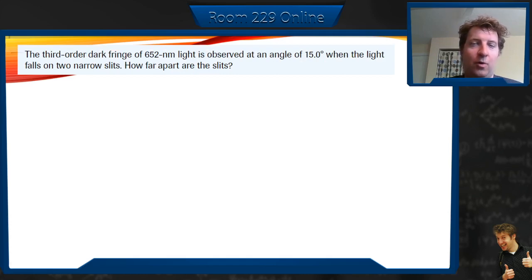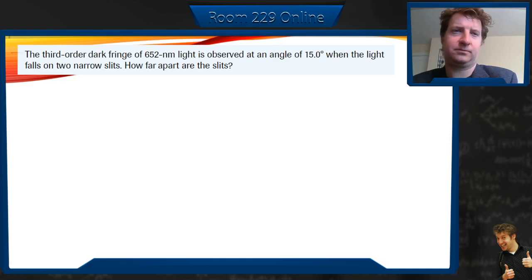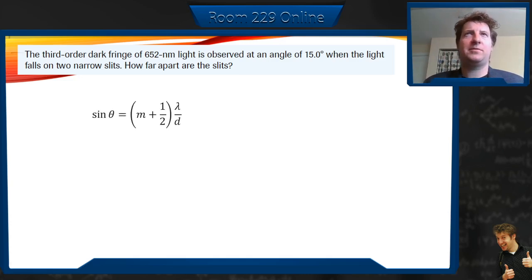Next one. Third order dark fringe of 652 nanometer light is observed at an angle of 15 degrees when the light falls on 2 narrow slits. How far apart are the slits? Okay, so third order dark fringe.